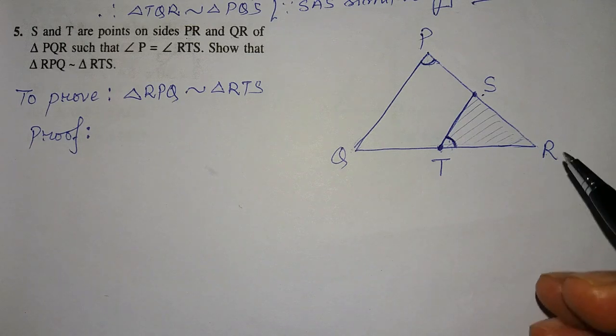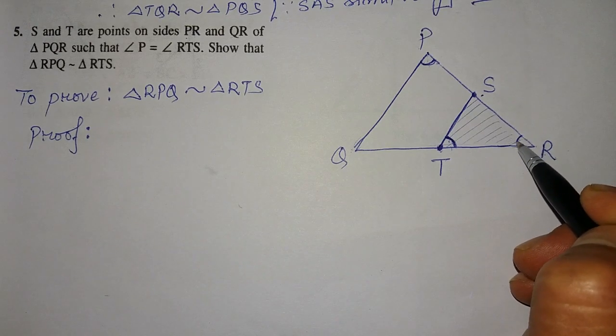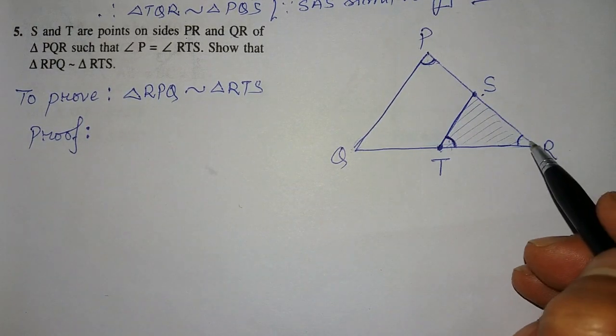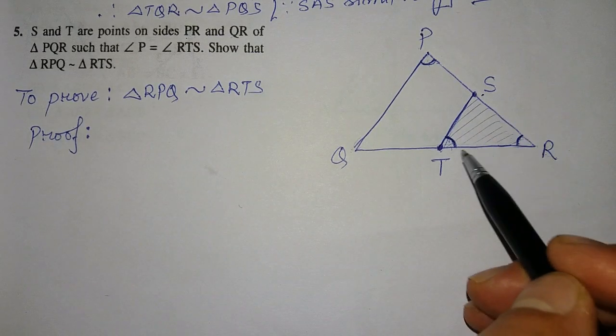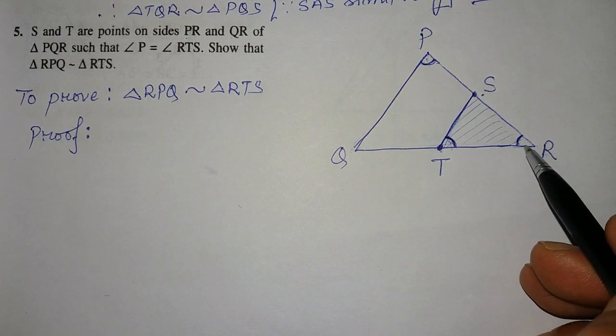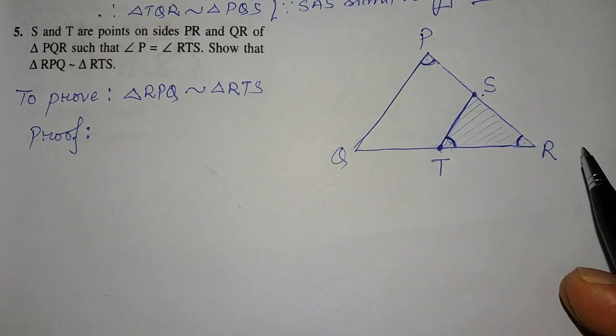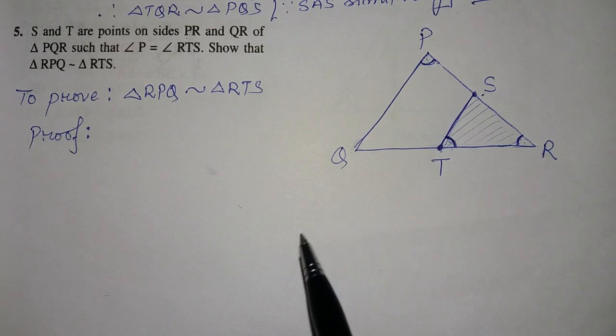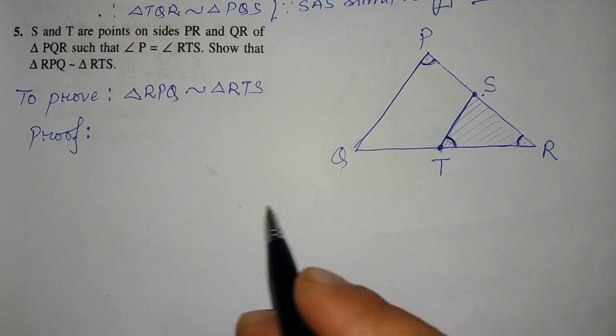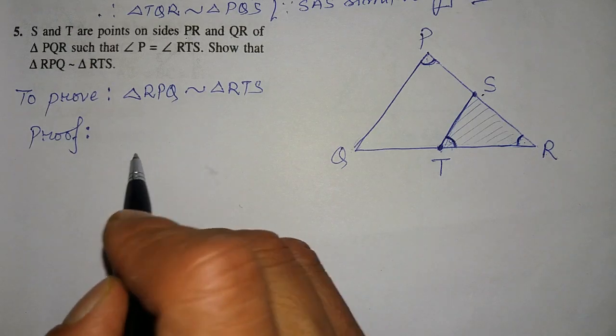Now, angle R belongs to the big triangle, and this same angle R also belongs to the small triangle. So angle R and angle R are equal. So we have two equal angles here, and now we can say that these two triangles are similar by AA similarity.